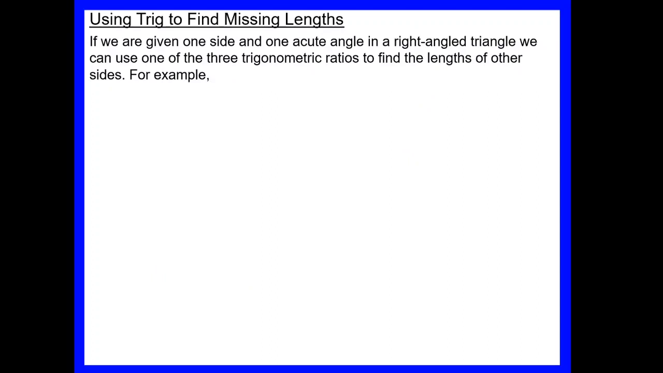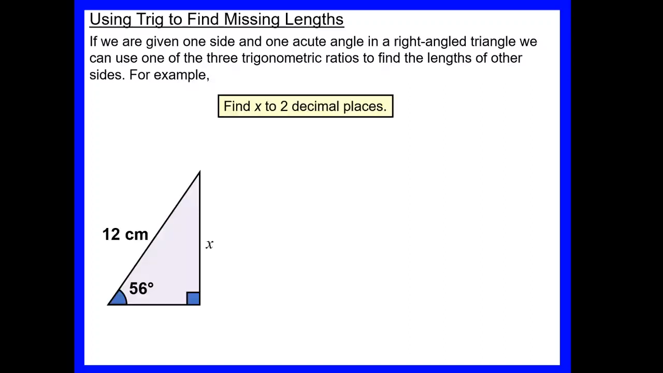Okay, so let's have a look at how we're going to use trig to find these missing lengths. If we're given one side and one acute angle in a right angle triangle, remember we're only dealing with right angle triangles at the moment, we can use one of the 3 ratios to find the other lengths.